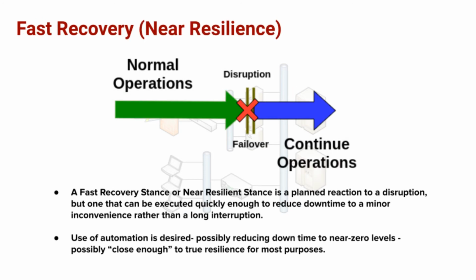With the right kind of technology solution in place, it's entirely possible to achieve really short recovery time, something more like a failover than a lengthy recovery period. This kind of stance is what I like to call fast recovery or near resilient. This is still a case where we assume a disruption will happen that will stop normal operations, and we still have a planned reaction or response. The difference here is that that response can be executed very quickly or even in an automated fashion that can really minimize the downtime to an inconvenience rather than a long interruption.